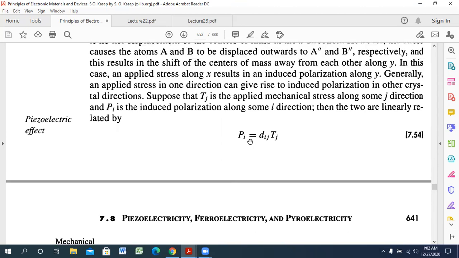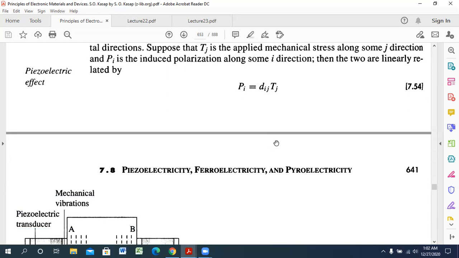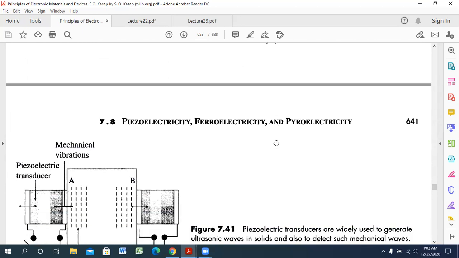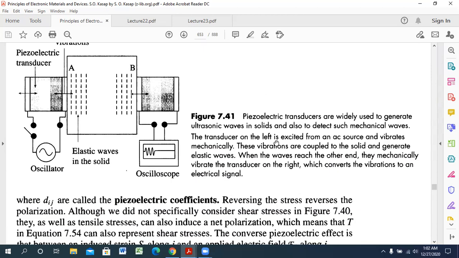Now, suppose Tj is the applied mechanical stress along the j directions, and Pi is the induced polarization along the i directions, then the two are linearly related by Pi equals Dij Tj. This one is known as the piezoelectric effect. Okay, so this Dij is known as the piezoelectric coefficient. Okay, and this one is an example of a piezoelectric oscillator.